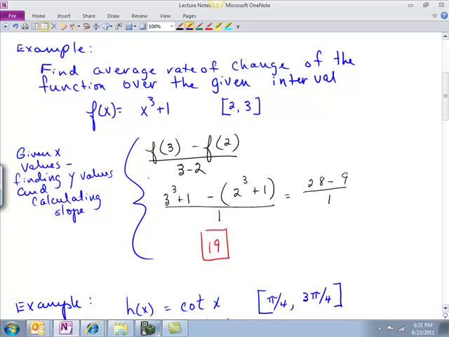So if we did f of 3 minus f of 2 over 3 minus 2, double check my math. Make sure that you get that same number when you do it. You can always check me. Did we get 19? Somebody? Did anybody do it? No? Okay.